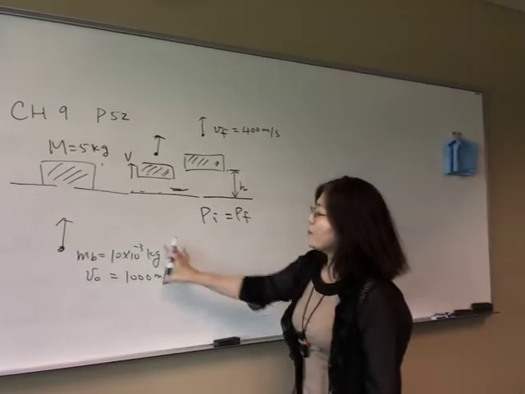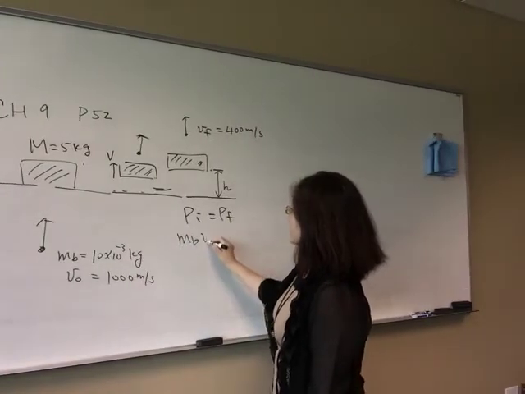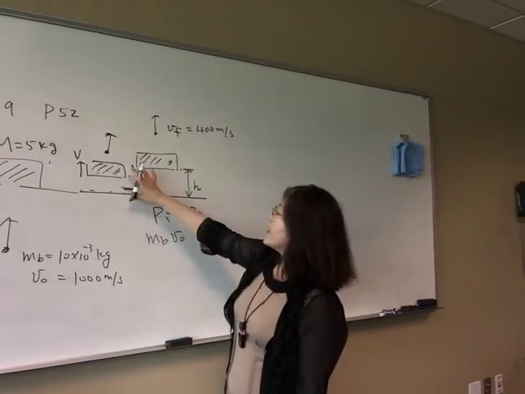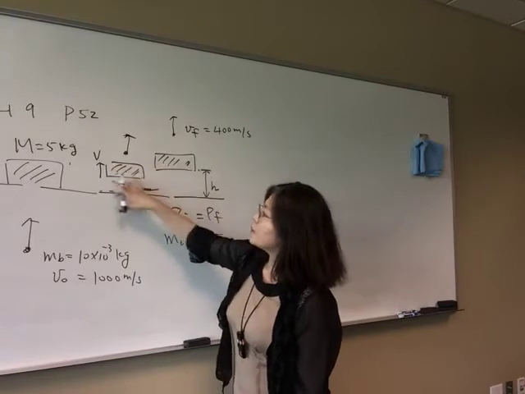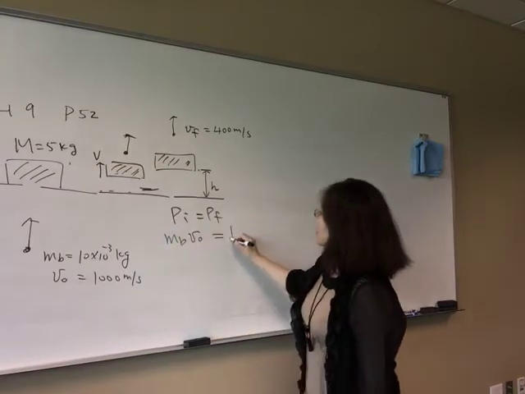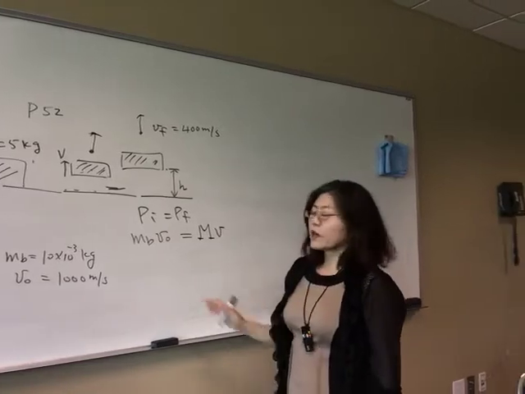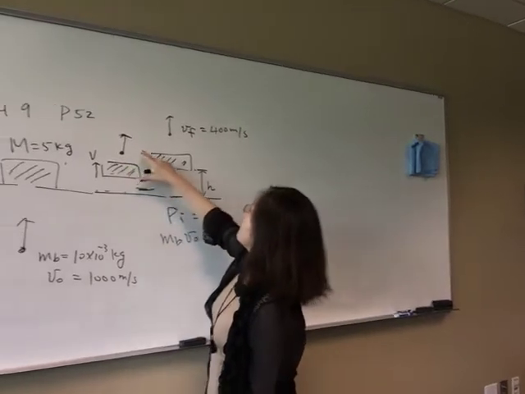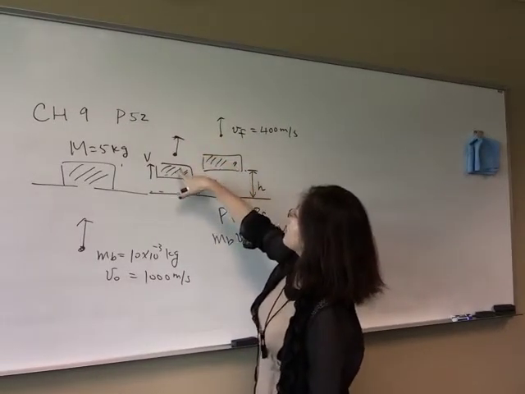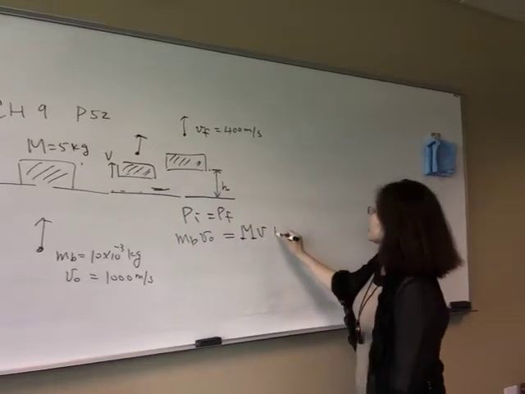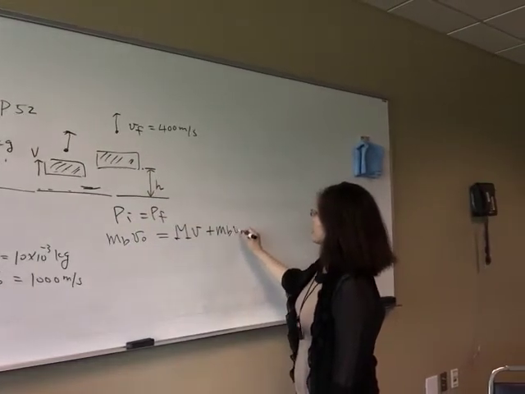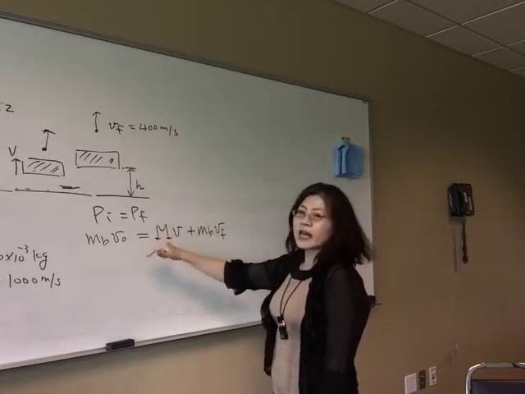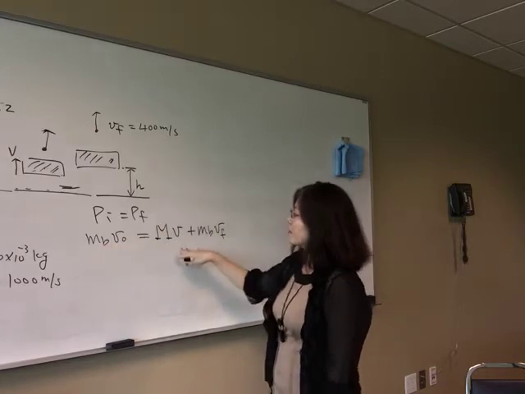What is our Pi? Pi is the mass of the bullet times the initial velocity of the bullet. That's known. And Pf, what is the final linear momentum? The block is moving at velocity v, so capital M times the velocity. The mass of the block is given, but the velocity we don't know. And then there's the bullet that passed through the block, moving at its final velocity, so you have the mass of the bullet times its final velocity. Linear momentum has to be conserved, so the initial linear momentum equals the final linear momentum.